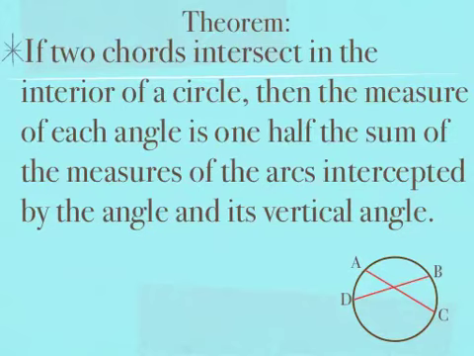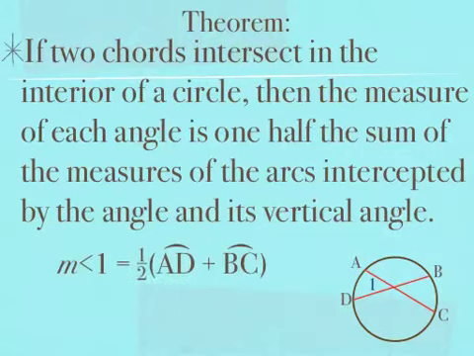If I am going to first look at angle 1, first of all, notice angle 1 does have a vertical angle, opposite, sharing the vertex. Angle 1 is intercepting the arc AD, and the vertical angle for angle 1 is intercepting the arc BC. So what this theorem says is to find the measure of angle 1, we would take 1/2 arc AD, which is intercepted by angle 1, plus arc BC, which is intercepted by angle 1's vertical angle.